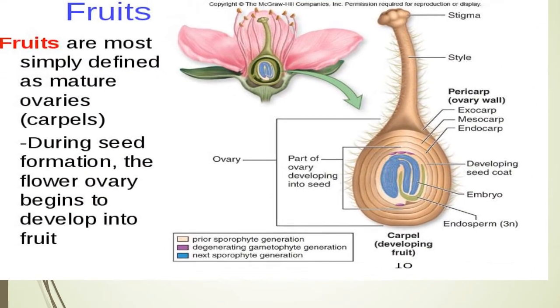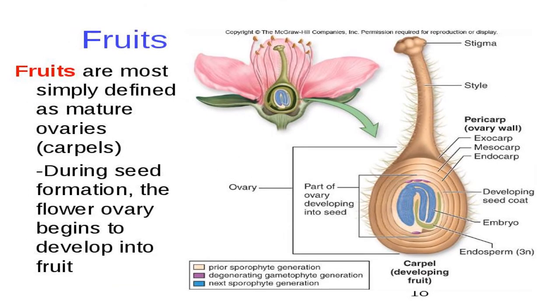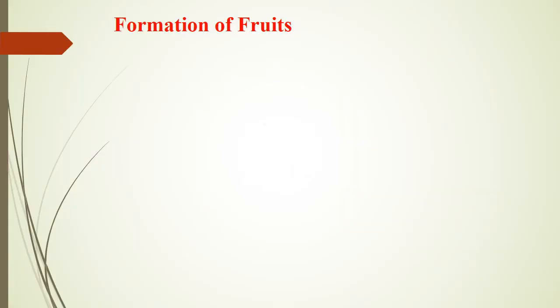So the next one is formation of fruits. Dear students, the ripened ovary is called a fruit. The ovary wall forms the fruit wall, that is called the pericarp. Inside the ovary, ovules develop into seeds. The matured fruit may contain single or many seeds.